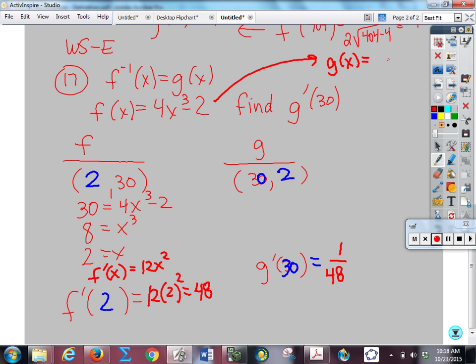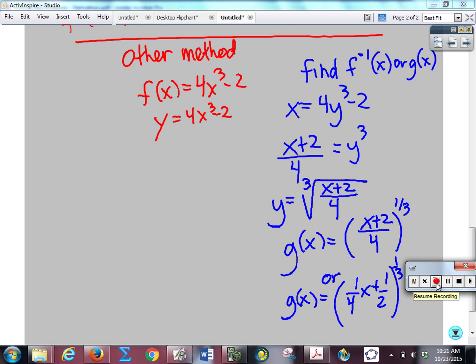So notice on this one, the only difference, once you find it, you can either choose to write this like this. Part of the time I'll probably leave it like this when I find the derivative. But remember, when you're finding the derivative of the inside function, this is just 1/4 x plus 1/2. So the derivative of the inside is just 1/4. So you don't have to do the product rule, or sorry, the quotient rule. It's just the derivative of 1/4 x plus 0, or 1/4.